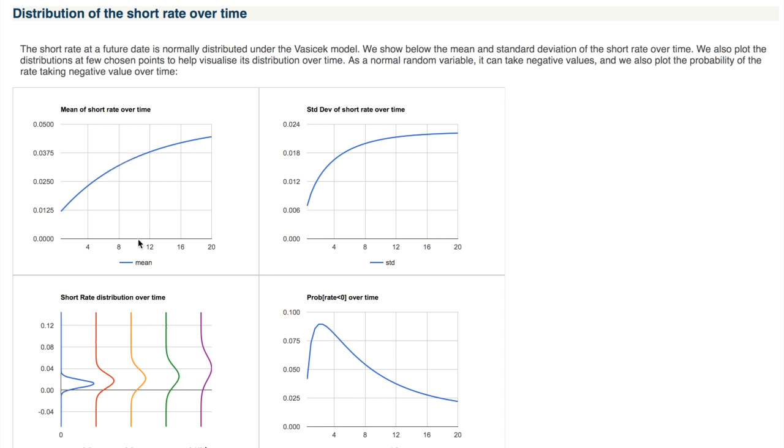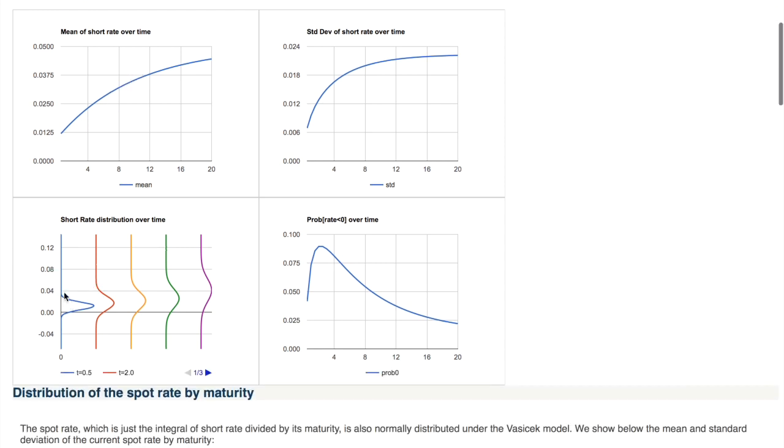The next chart then shows how the short rate distribution changes over time. Notice how the mean of the rate moves, and how the volatility spreads. The next chart then shows the probability of the rate being negative. You can easily relate this chart to the previous 3 charts.